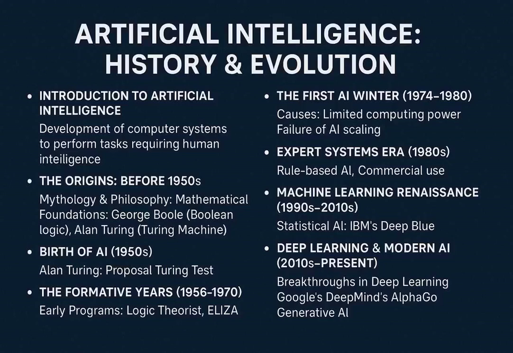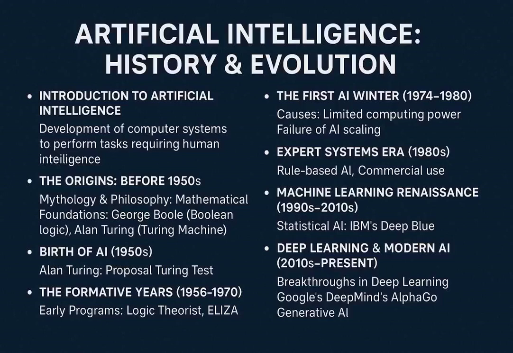5. The first AI winter, 1974 to 1980. Causes. Limited computing power. Failure of AI to scale to complex real-world tasks. Funding cuts from DARPA and other institutions.